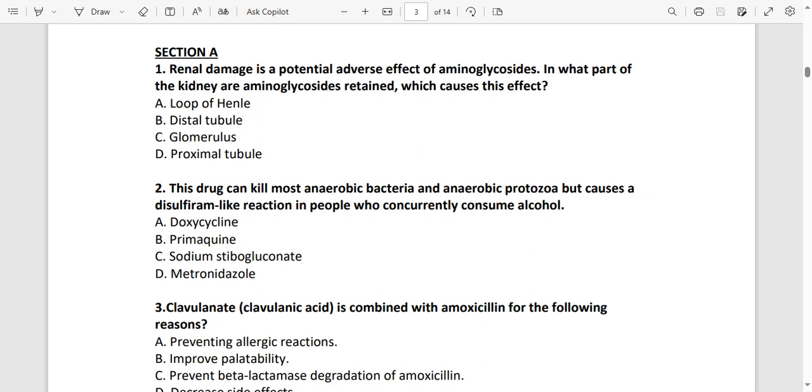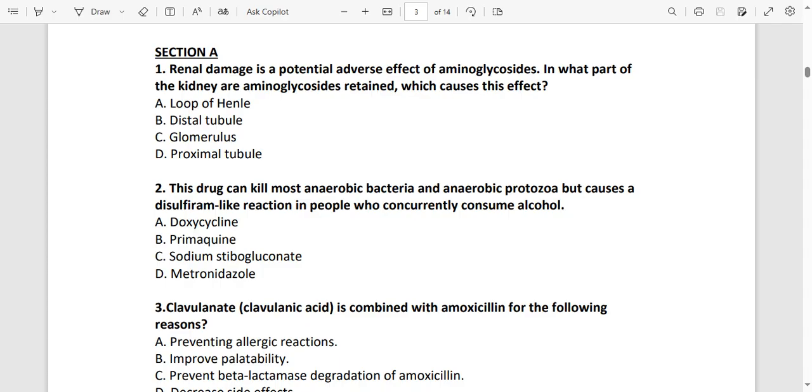Renal damage is a potential adverse effect of aminoglycosides. In what part of the kidney are aminoglycosides retained, which causes this effect? Loop of Henle, distal tubule, glomerulus, proximal tubule.